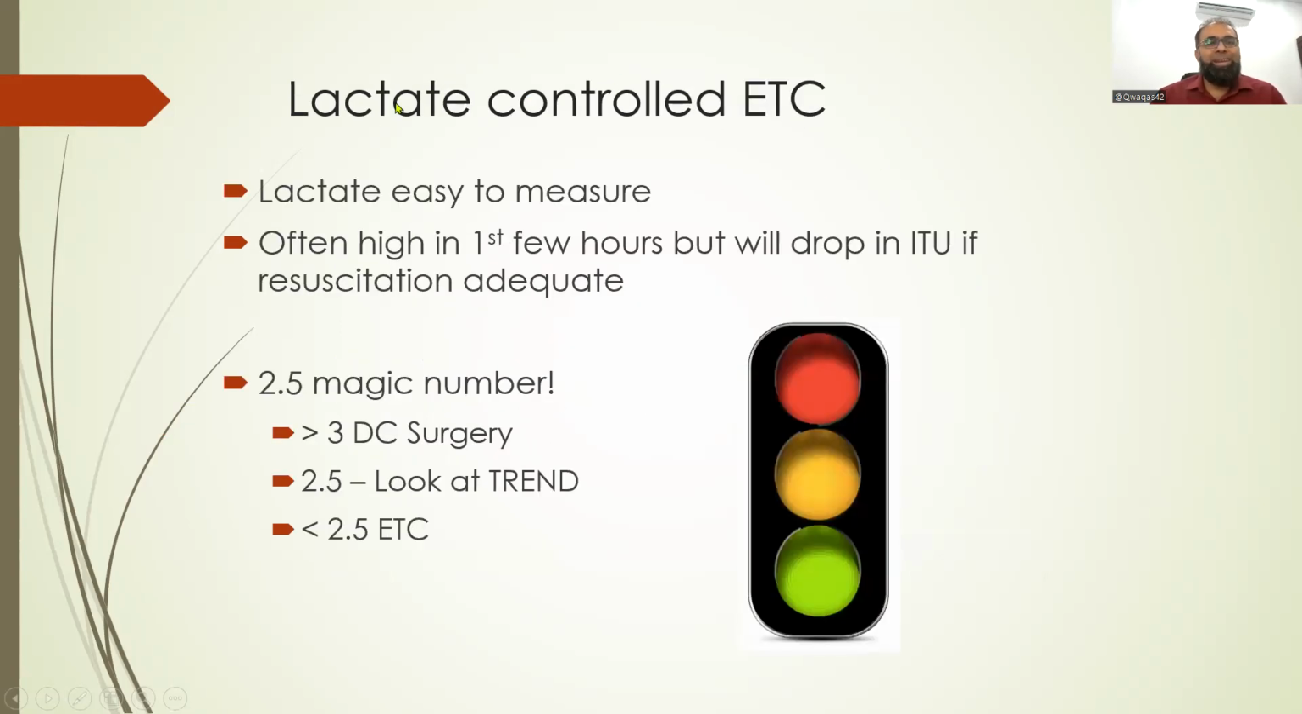Lactate level is a very good measure that can help us identify which patient to go for damage control and which for early total care. So 2.5, that's the magic number. If the lactate level is less than 2.5, you go for early total care. And if it's greater than 3, you go for damage control. But if it's between 2.5 and 3, then you have to tailor your care individually for each patient. If the patient is stable, then you go for surgery. If he's not stable, then wait, stabilize, then you go for surgery.